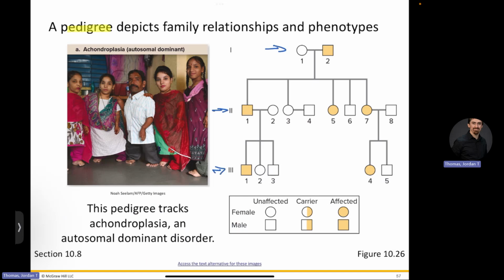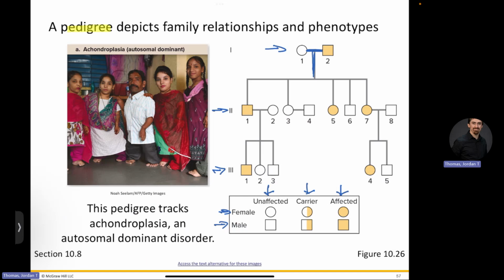A couple of things to note here. Females are going to be circles, males are going to be squares. A horizontal line that connects two means they are married. And when they go down, that means these are the offspring for that couple. And with this key here, unaffected individuals for a disease are going to be blank, carriers will be a mix, half and half, and affected individuals are solid.